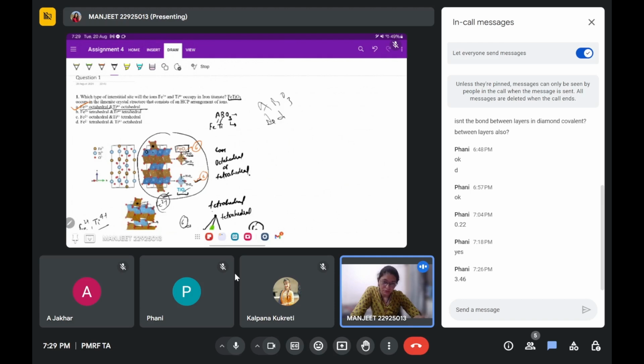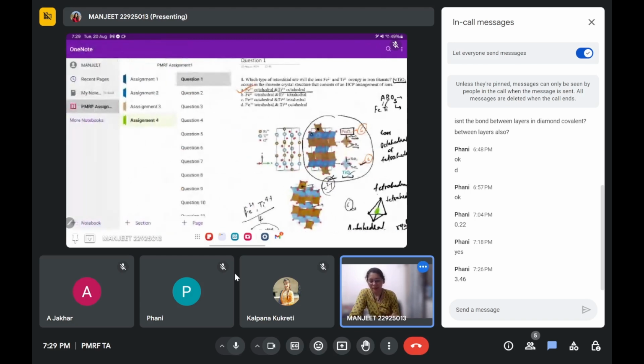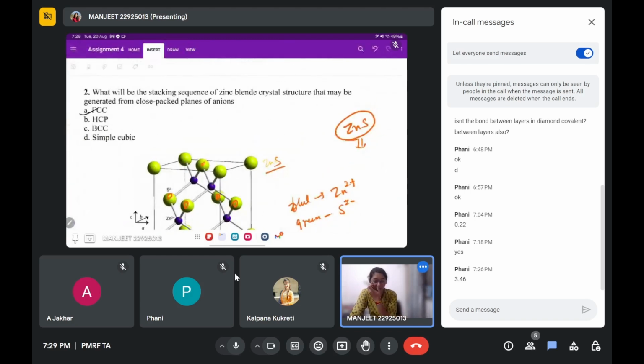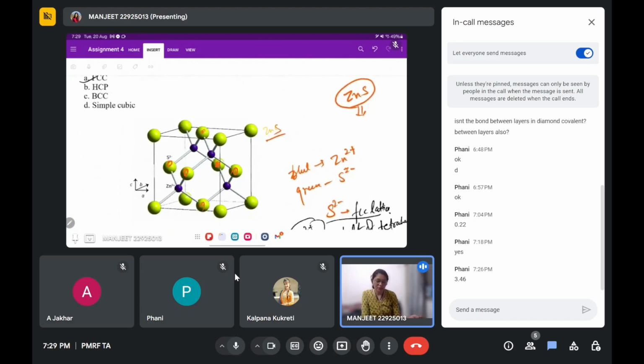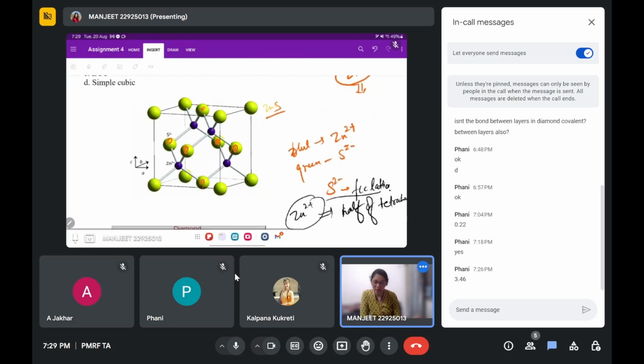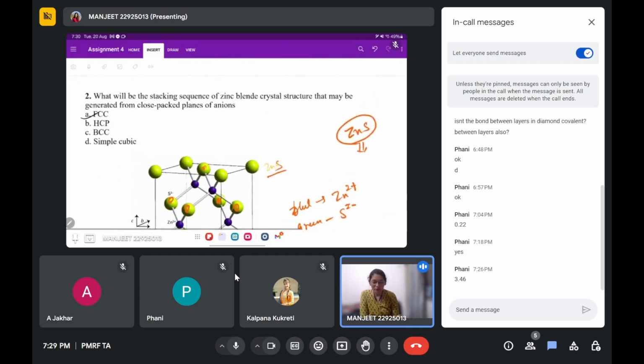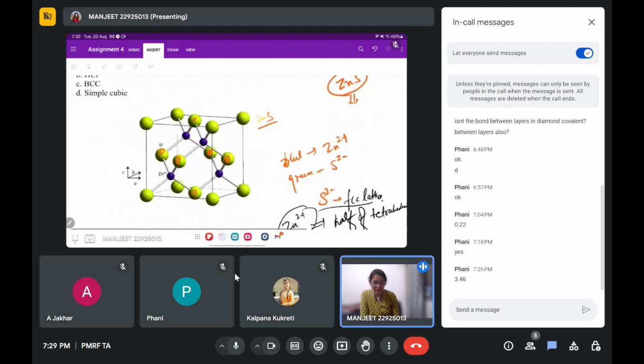So for you, you have to know about the ABO3 structure for this one. In the second question, we have the zinc blende crystal structure, and you have to find out in which crystal structure they are existing. So we have already taken the sulfide as the FCC one, and the zinc will occupy half of the tetrahedral voids. So the sequence will be your FCC one.